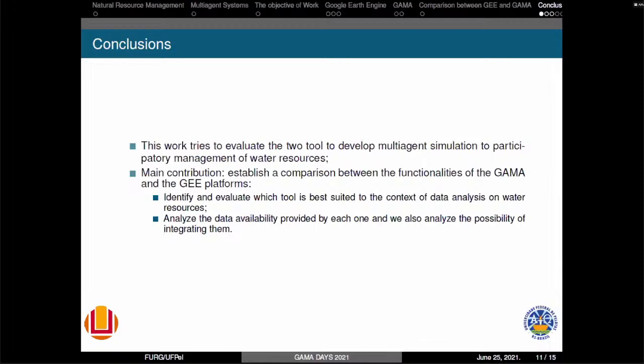Conclusions of the work. This work tries to evaluate the two tools for developing multi-agent simulation for participatory management of water resources. The main contribution of this work is a comparison between the functionalities of the Gama and Google Earth platforms and their possibilities and options. It identifies which tool is best suited to the context of the data analyzed on water resources. It analyzes the data available from each one and, from the analysis, the possibility of integrating them.